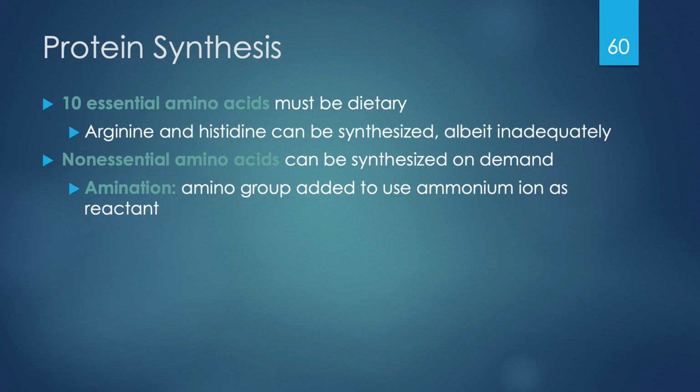Now, non-essential amino acids are those which our bodies can synthesize on demand. And they do this through amination, in which an amino group is added to use ammonium ions as a reactant.